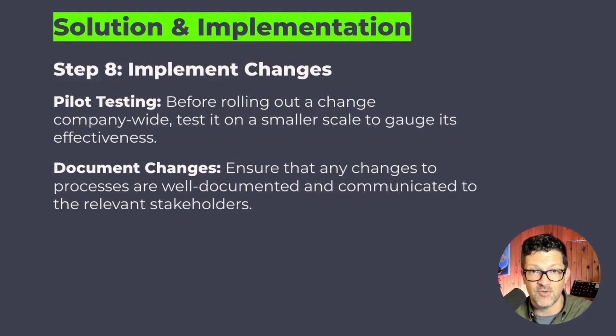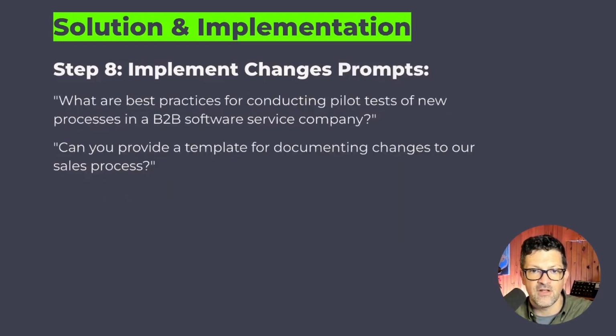I've seen a lot of examples of people just trying to enhance their business development process, but sometimes it can lead to suboptimal results, and then they don't know exactly how to roll back things. So making sure you're testing small and rolling out what's working and documenting everything at each step. Couple prompts for those. What are some best practices for conducting pilot tests of new processes? And can you provide a template for documenting changes to our sales process?